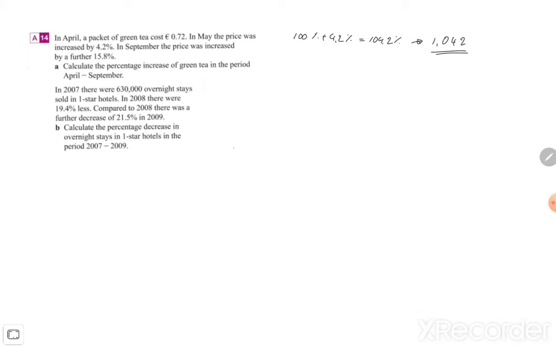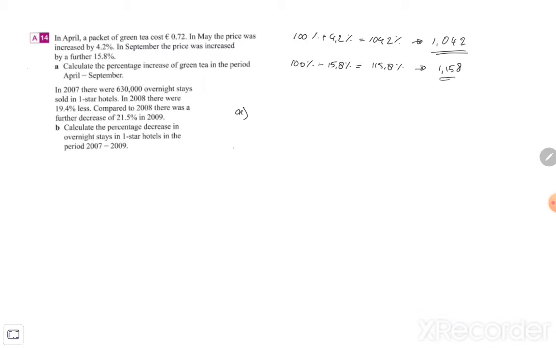All right. So then we need to do exactly the same with 100%. So 100 plus 50.8% is together 150.8%, which as a decimal number is 1.508.